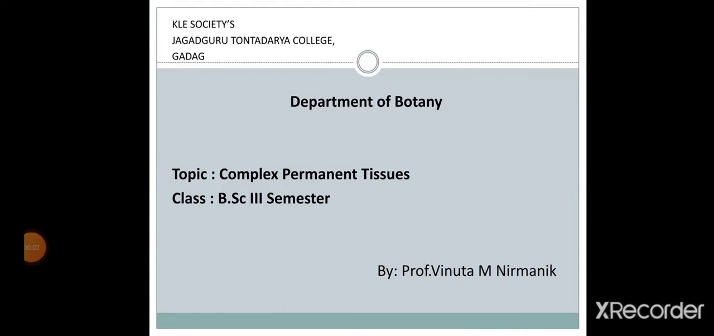Hello everyone. So we were discussing the tissues. In the previous class we studied the meristematic tissue as well as the permanent tissue. In permanent tissue we came to know about the structure and functions of the parenchyma, collenchyma as well as the sclerenchyma. So in today's session we will discuss the complex permanent tissues.